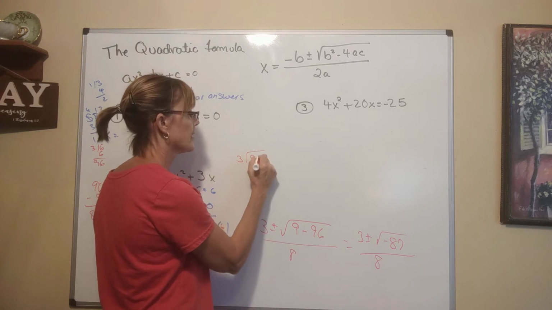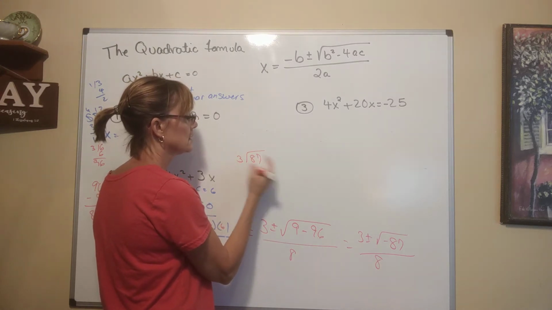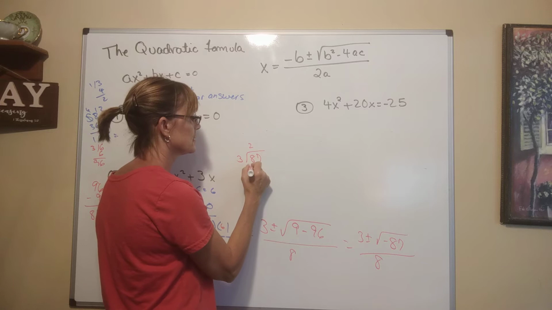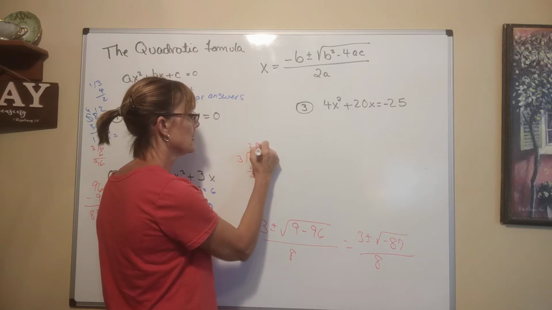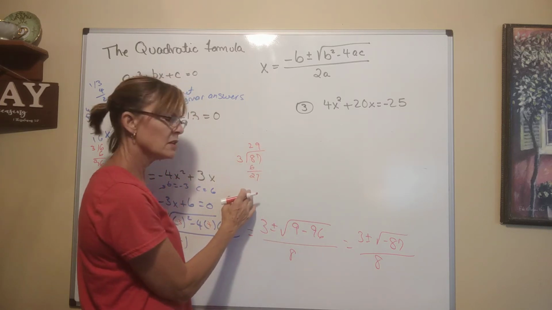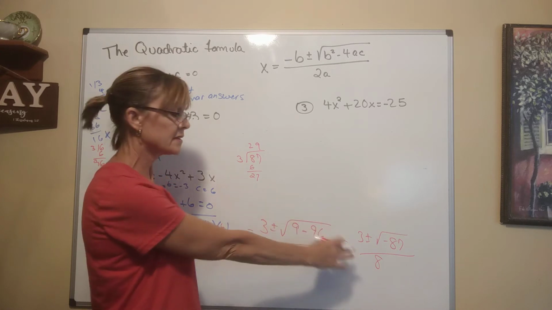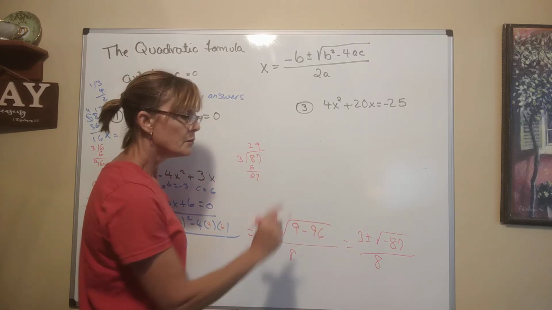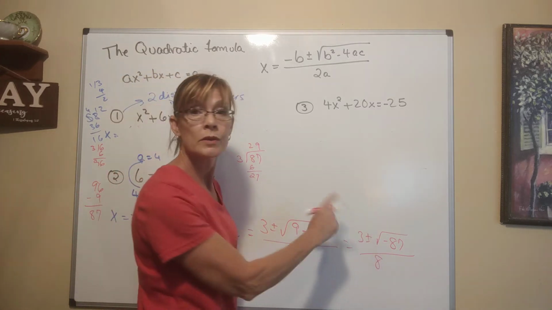Let's see if I can simplify that radical a little bit. 3 goes into this twice. That's a 6. That's a 27. Oh, yeah. 3 times 29. But still, there's nothing I can take the square root of. So that's got to stay like that. That's okay. But we can and we must do something with the i.